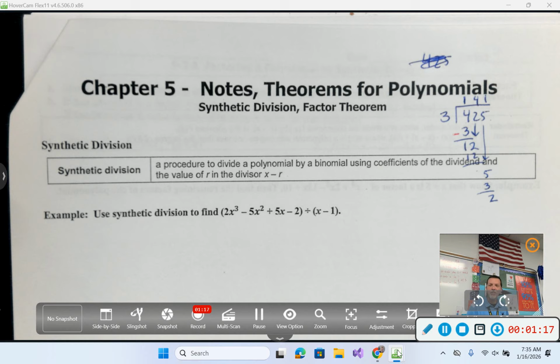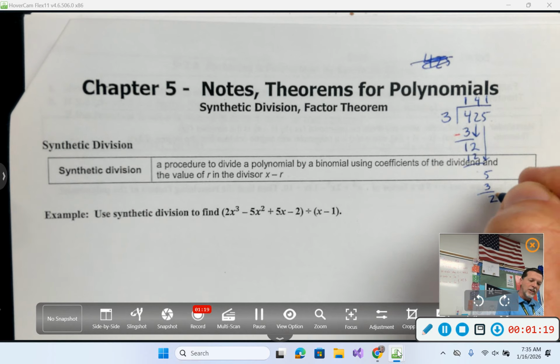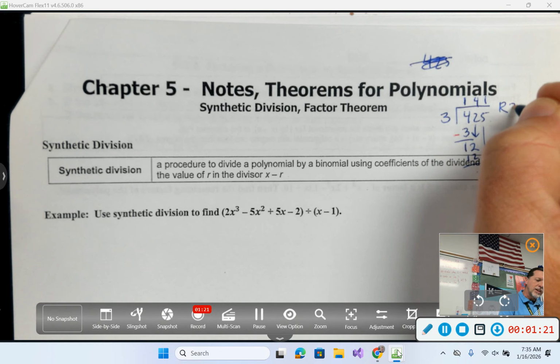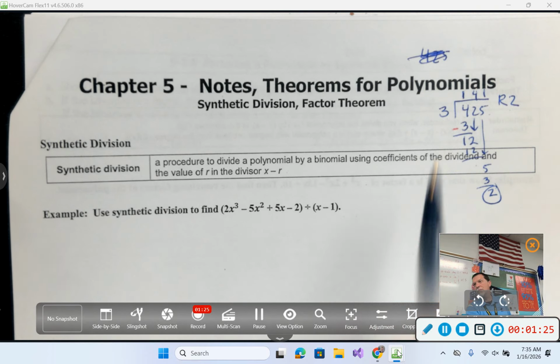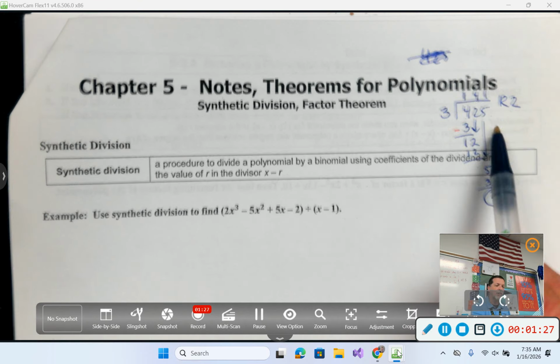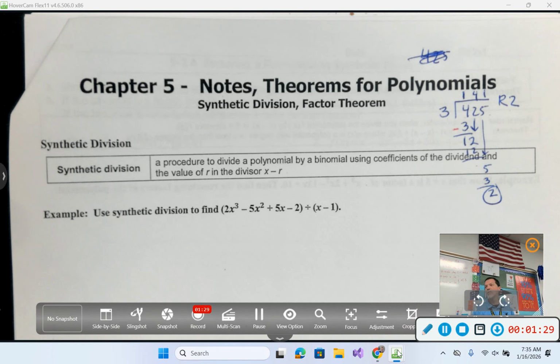Remainder. That's what you did first. That was like the easiest thing. You just said, oh, there's 2 leftovers. So if I had 425 marbles and I wanted to put them in groups of 3, I'd have 141 groups and 2 marbles left over.